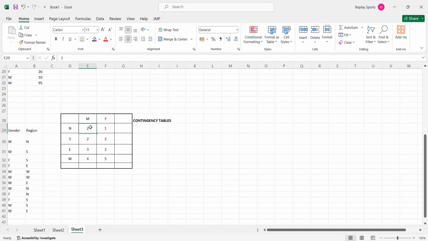Now, let's say if you have 20 from North male and only 4 female. Then you'll say that, okay, most people in the North who are wealthy are male. Females are not that wealthy. Right? So this is how you will be able to interpret your answer from this contingency table.